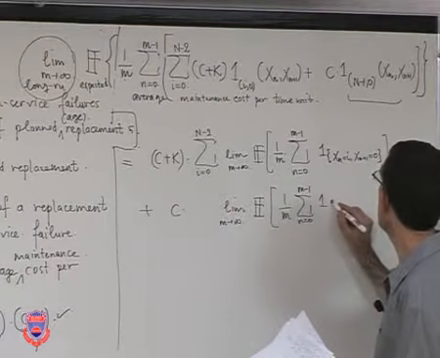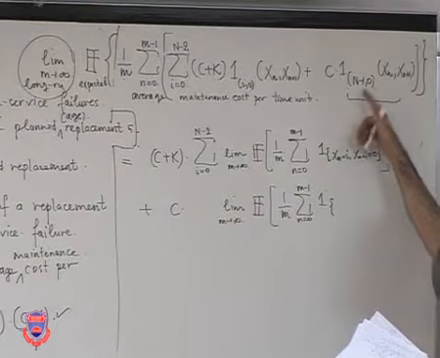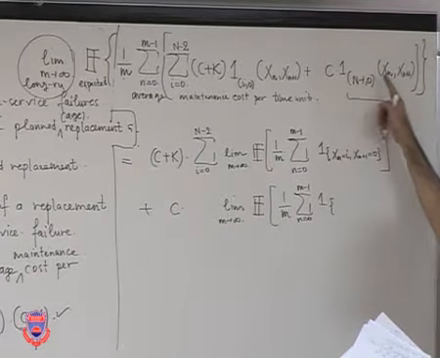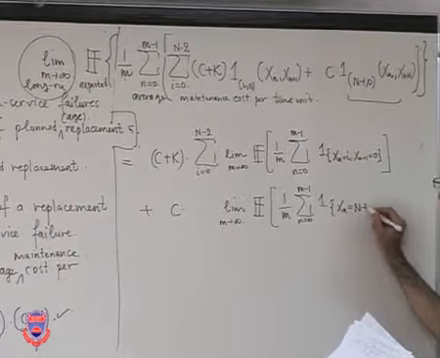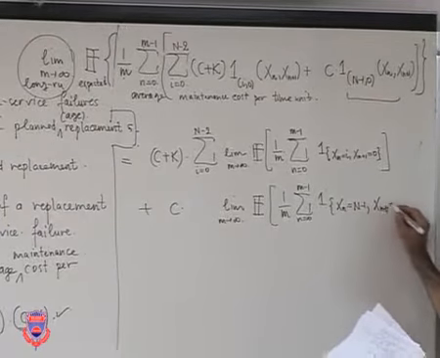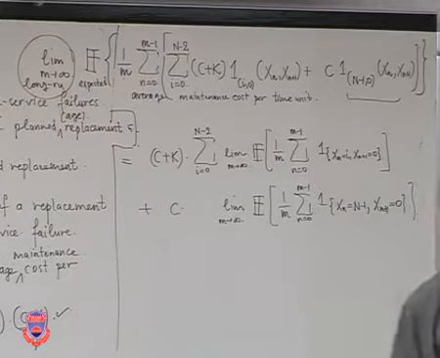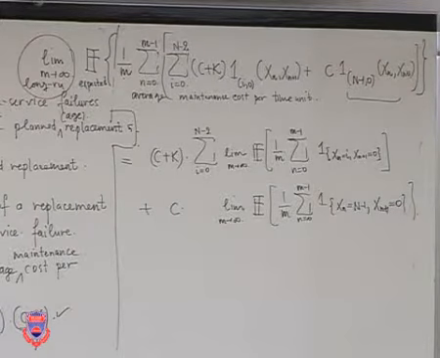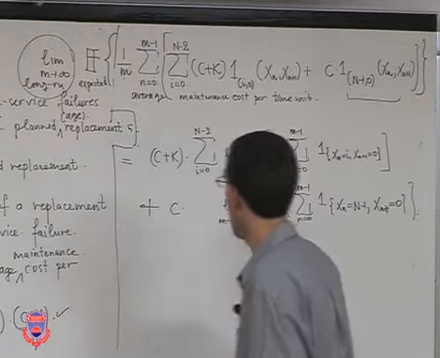Then this one, the indicator. Now let me write it in a more recognizable form. The indicator random variable for the event that Xn equals state n minus 1 and Xn plus 1, the next period, the age, in other words, of the process just becomes 0. I replace that. And there is a sum here. We shouldn't forget that.